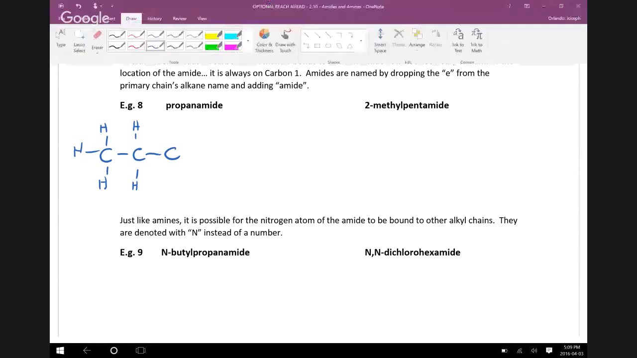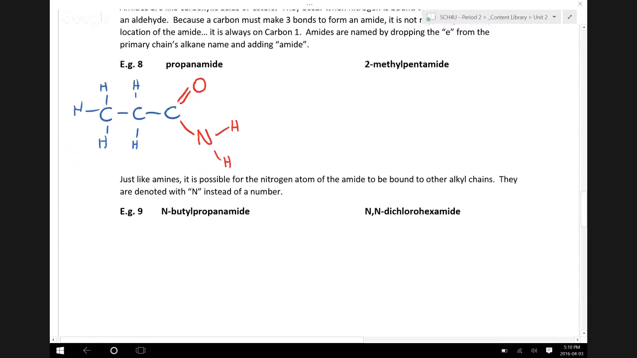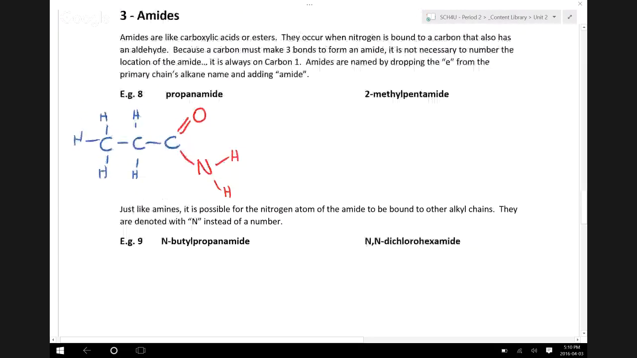All right, and we call it an amide because it's got a double bond to oxygen, and it's got a bond to nitrogen. Actually, I guess being consistent, like that. All right, and that would be an amide. So again, we do not need to give it the number because the amide has to be on the terminal carbon. So we just always know.